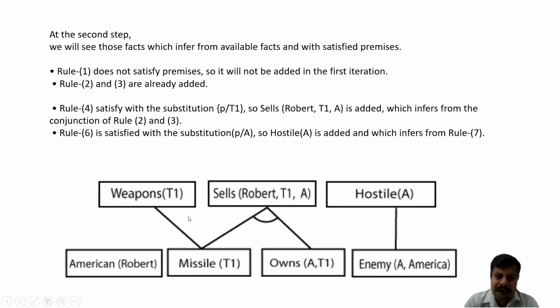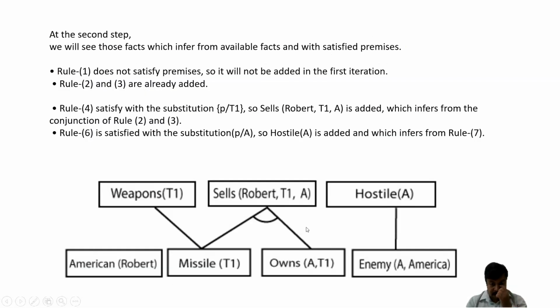So all these can be represented with a simple block diagram. Weapons T1, sells, who sells, Robert sells weapons T1 to enemy country A. Hostile nation is A, that is enemy. Here missiles are weapons. Who owns missiles? So the enemy A is owning T1 missiles. Enemy is hostile nation for America.